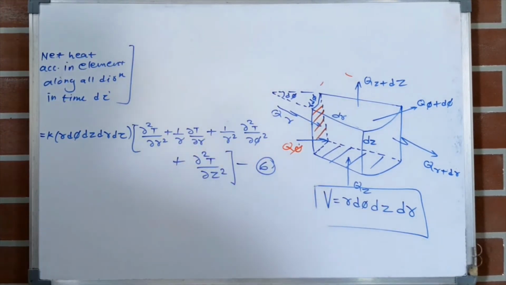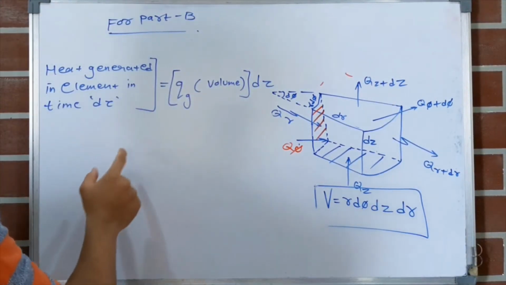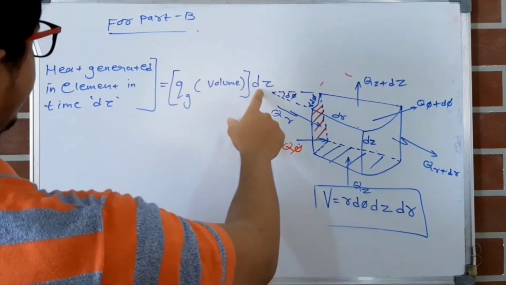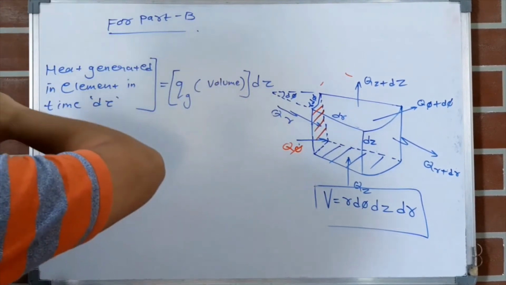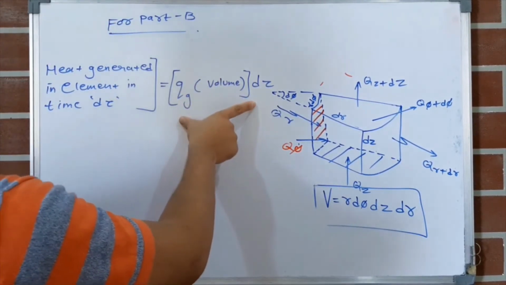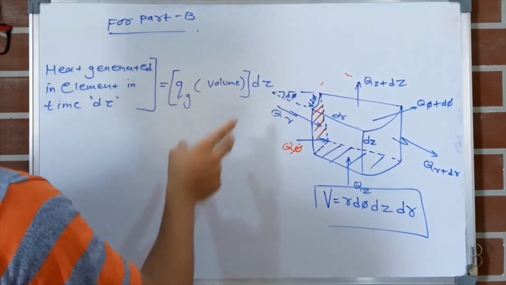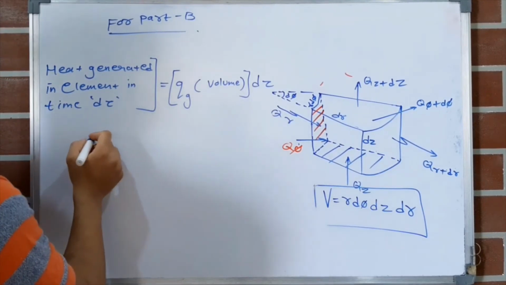Now we will derive the equation for part B. So heat generated in the element in time d tau is equal to Qg into volume into the time interval d tau. This whole term is discussed in the previous video of general heat conduction equation in Cartesian form. So go and see that, if you didn't understand how this formula came. Now this Qg into volume will be what?